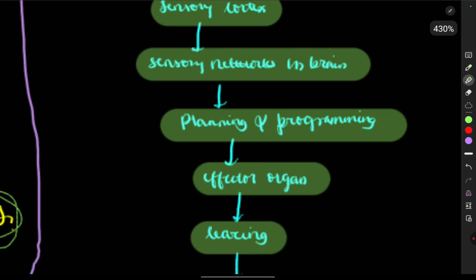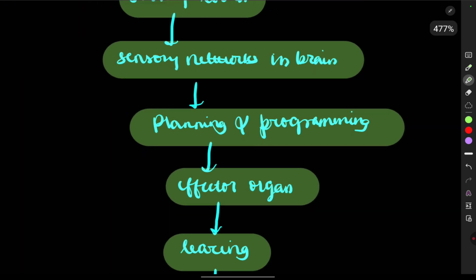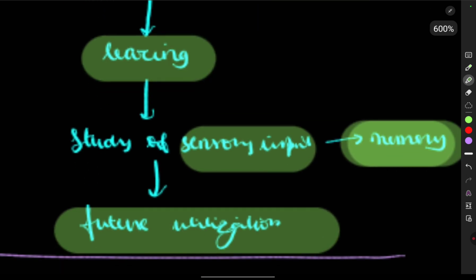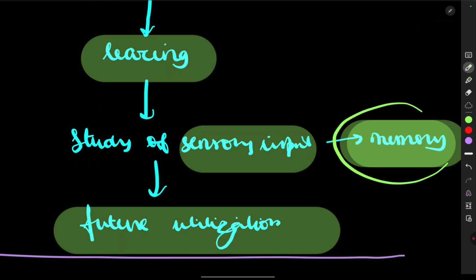Okay, what does it do? Suppose you are touching a hot pan, you're going to pull your hand back. What happens is that the receptors that are present send signals to your brain, and your brain sends a signal to your hand to pull your hand back. Okay, so this is the thing, and it creates a memory.